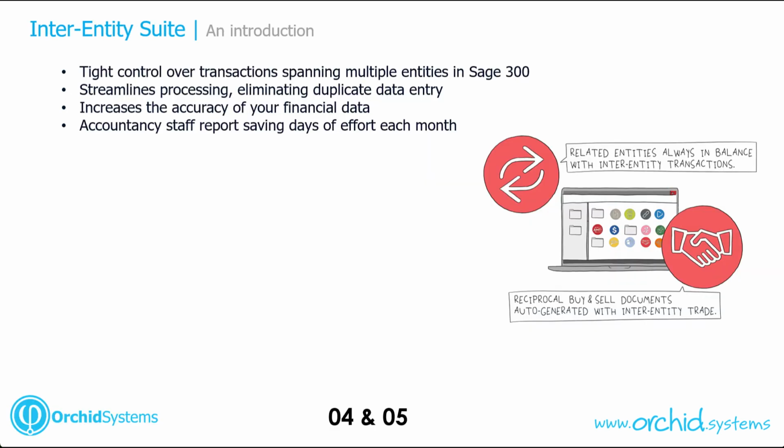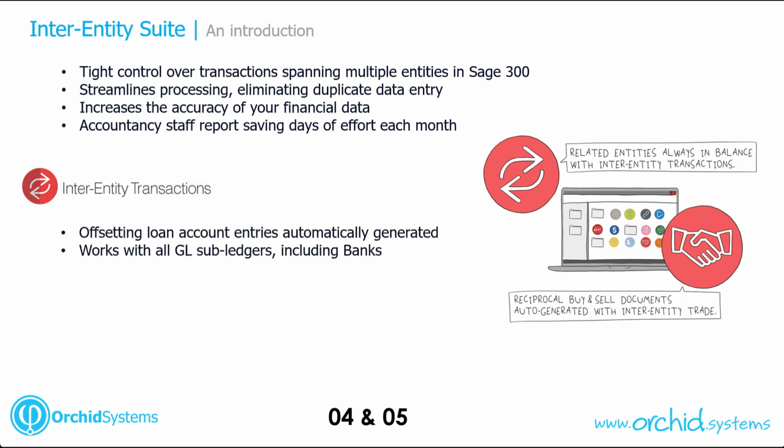Inter-entity transactions is a suite of modules which gives you tight control over transactions spanning multiple entities in Sage 300. It streamlines processing by eliminating duplicate data entry and increases the accuracy of your financial data. We are often told that it saves days of effort each month for groups of companies.